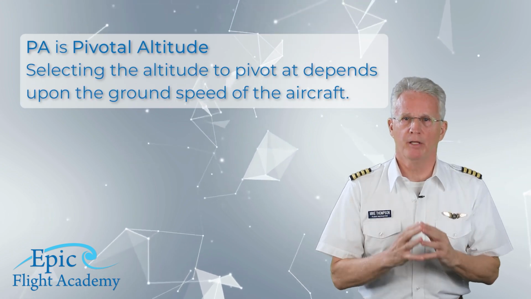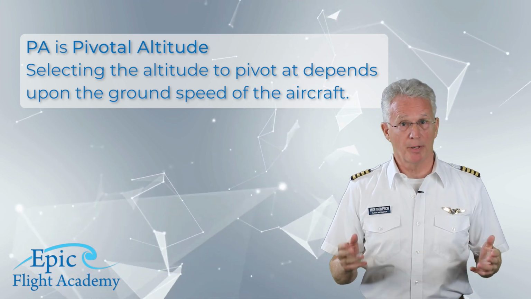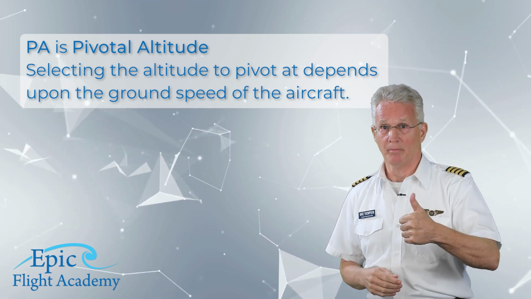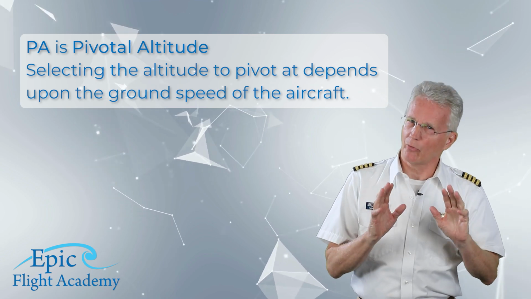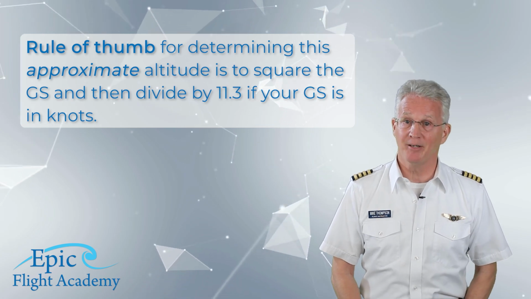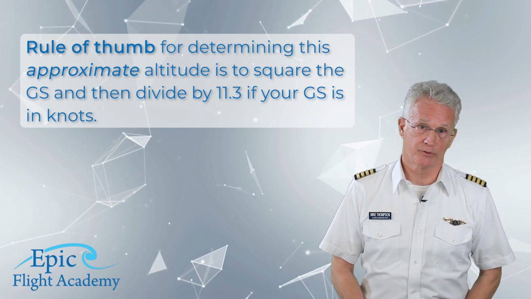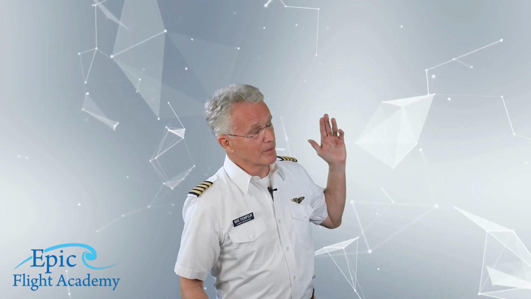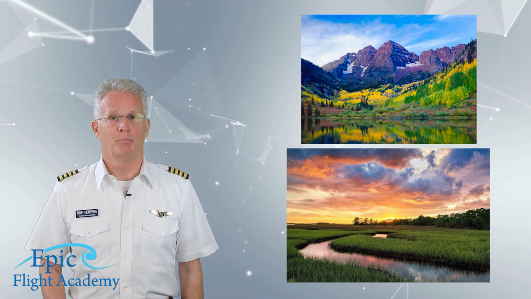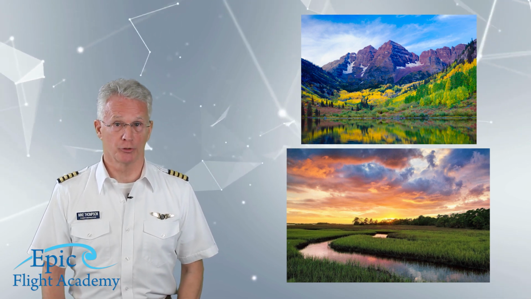PA stands for pivotal altitude. Selecting the altitude to pivot at depends upon the ground speed of the aircraft. A rule of thumb for determining this approximate altitude is to square the ground speed and then divide by 11.3 if your ground speed is in knots. Now, remember, if you are not flying in Florida, be sure to add a GL to your calculation.